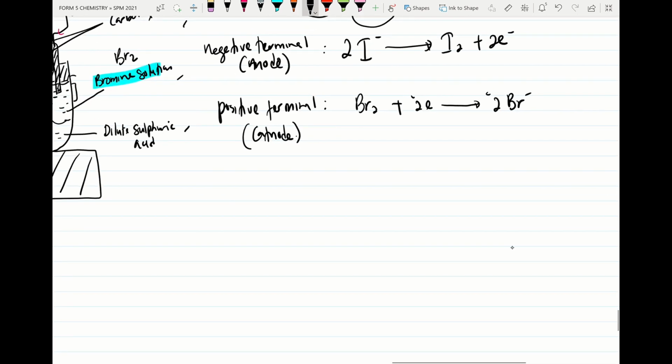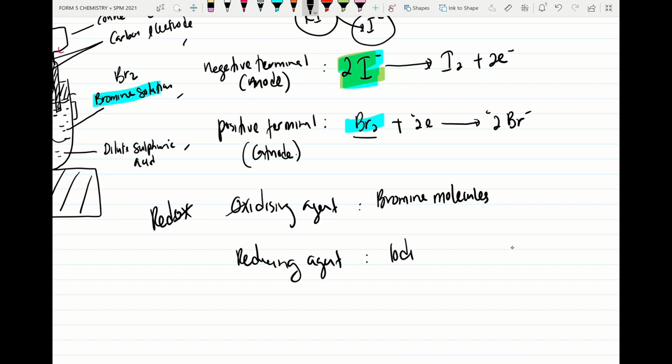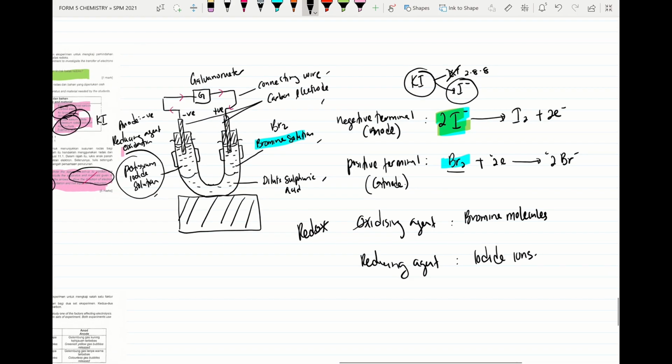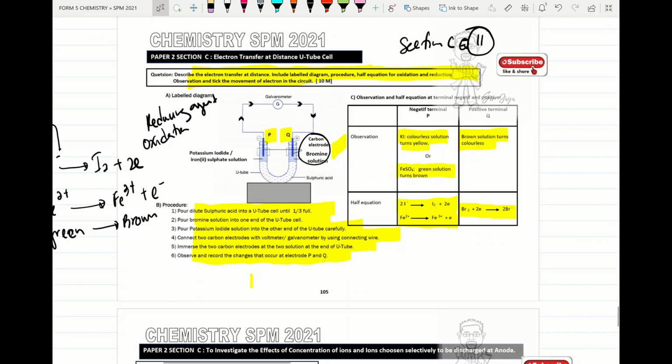Next, if they ask what the oxidizing agent and reducing agent are, how do we identify them? We must choose from the reactants. Between the iodide ion and the bromine, how to find the answer? Write down REDOX, cancel OX, cancel OX. Which one undergoes reduction? Reduction will be bromine, so put bromine molecules. The reducing agent will be the iodide ion, so I put iodide ion here. These are the answers that students write in the exam. Please remember this one. This essay question is also very important.